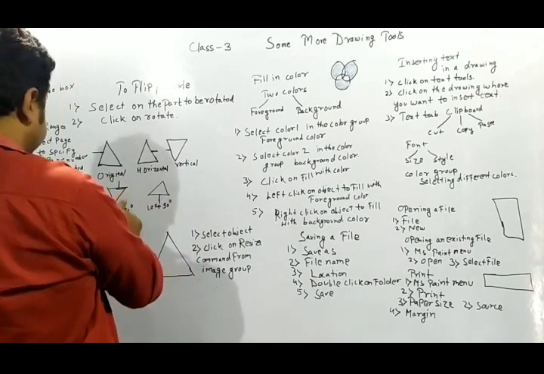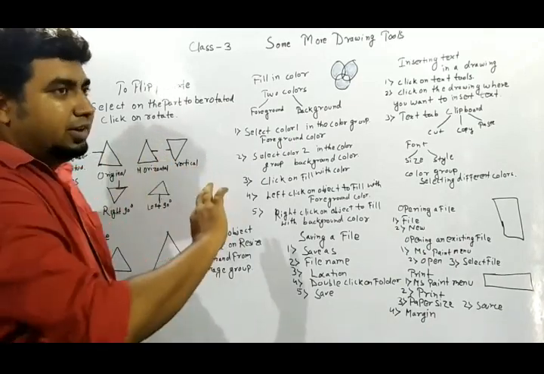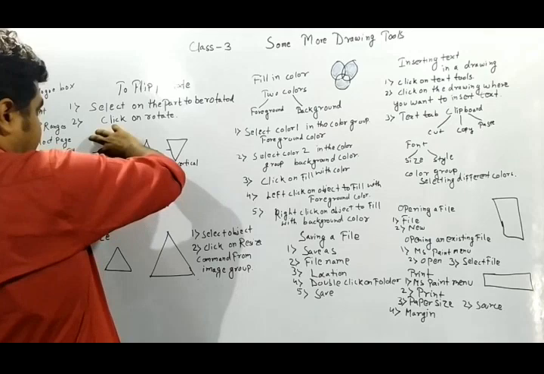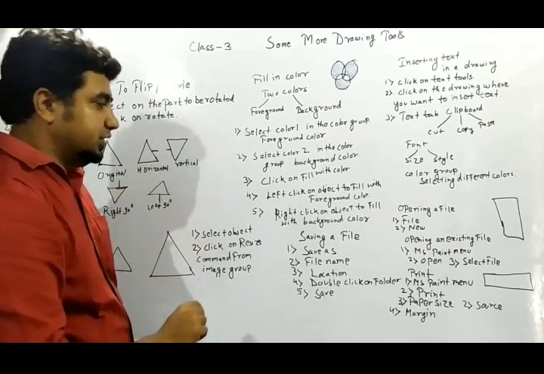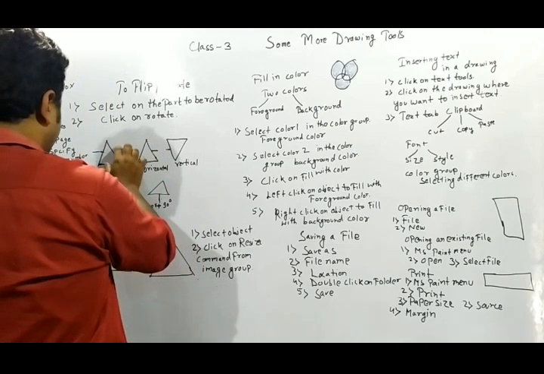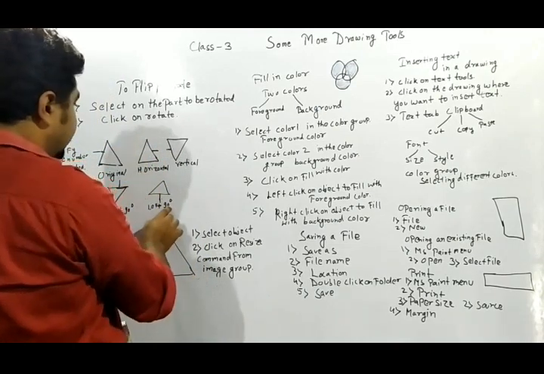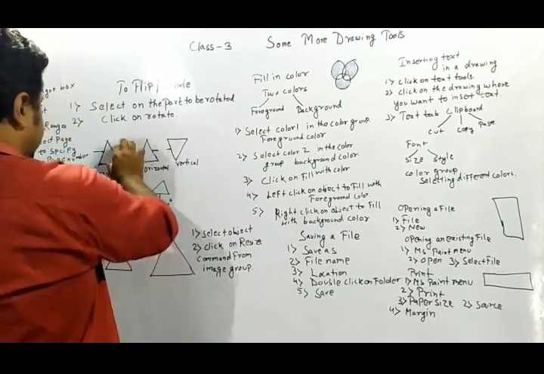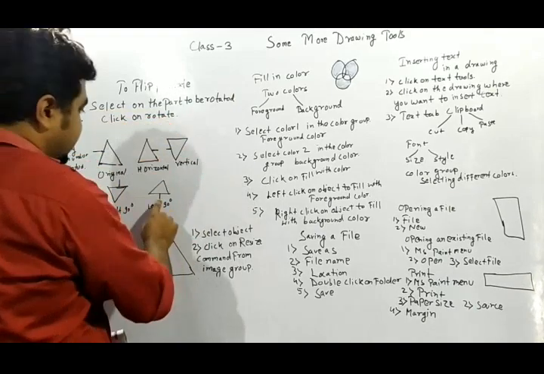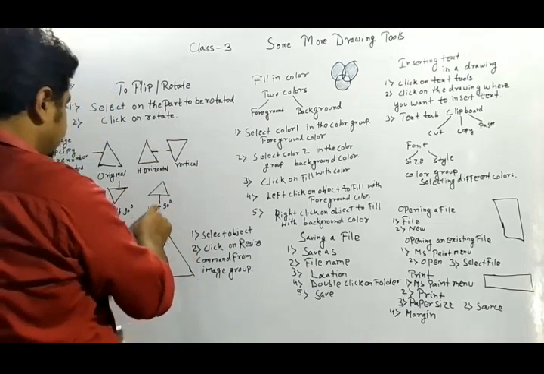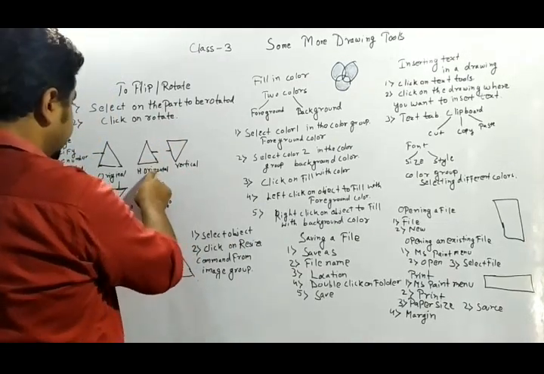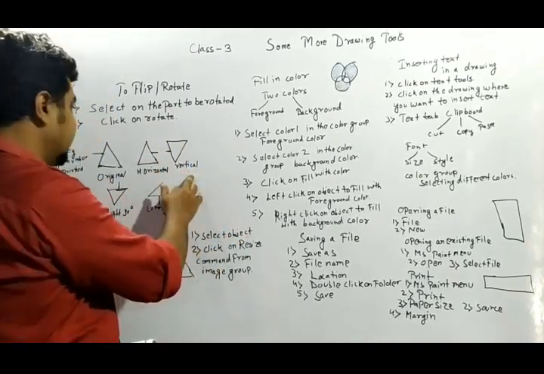And here, if I rotate 90 degree, this entire thing will be rotating like this. So this is a 90 degree rotation. And here, if I rotate by 90 degree left side, this entire thing has to be rotated like this. So this is left 90 degree rotation, this is horizontal rotation, this is vertical rotation.